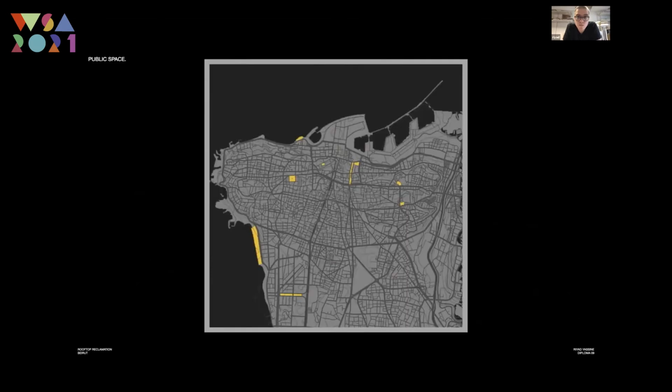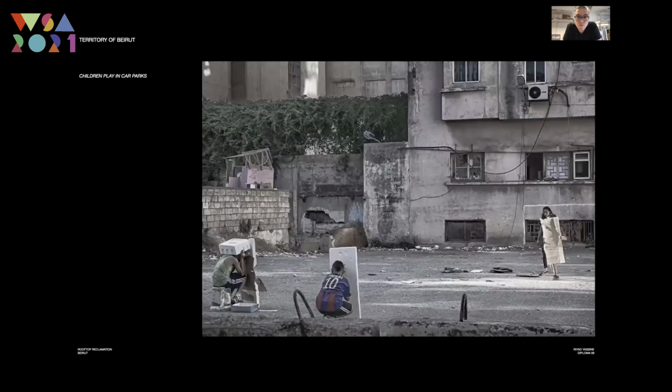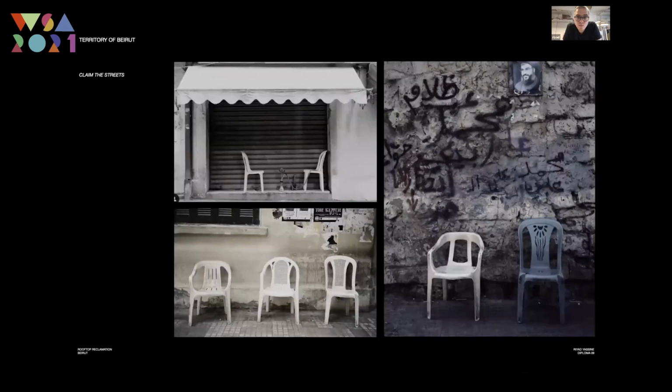Beirut is an environment that has failed its people. In the absence of public space in Beirut, children play on the streets and in car parks. People attempt to domesticate the streets by placing furniture on the pavements, creating informal, finite, common spaces in the public realm.